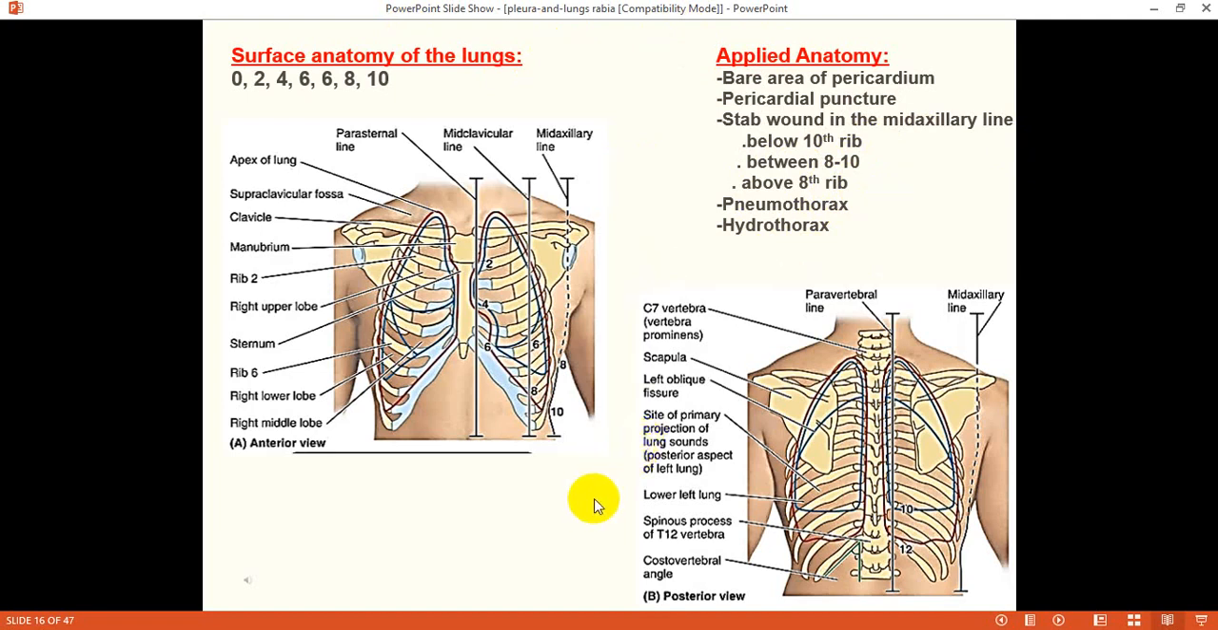With this, the section is ending, and next time we will observe the internal features and the conducting and respiratory portion of the lungs, along with the clinical anatomy.